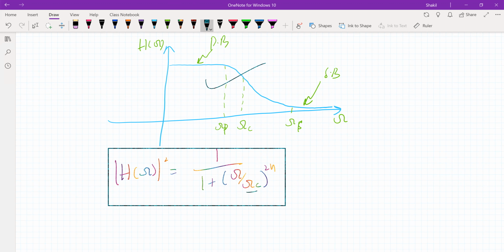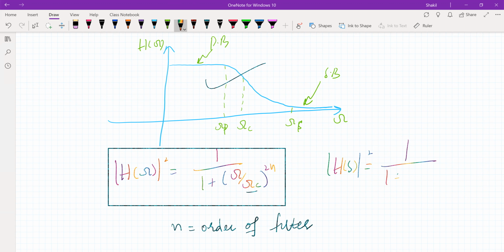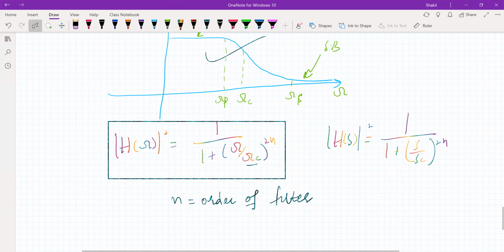What is omega c? Omega c is the cutoff frequency. What is this N? N is referred to as the order of the filter. Now let me also give you the transfer function in the S domain. The transfer function in the S domain looks like this, so that you are not confused. Simply, what we have done is replaced omega by s over j. So this is the transfer function in the S domain.